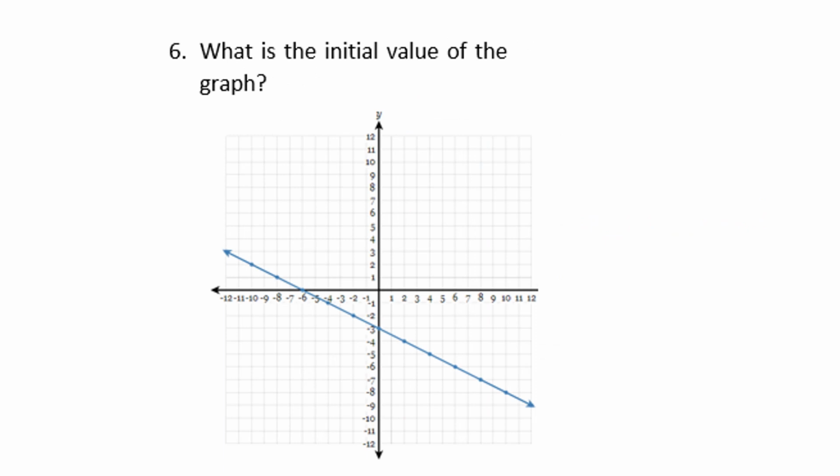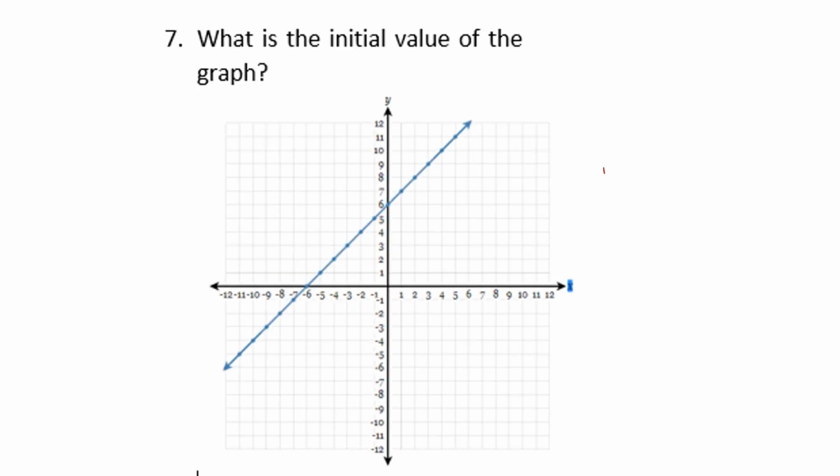For number 6, it asks what is the initial value of the graph. Initial value is represented by the letter b in the equation y equals mx plus b. B always starts at 0. 0 is at our point here in the middle of the graph, and so we want to look and see where does the line cross. The line crosses here at -3, and so our initial value is going to be -3.